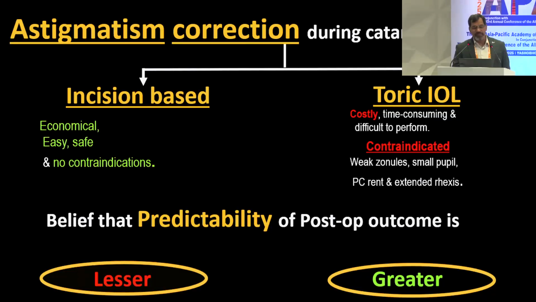There are 2 methods: one is incision based and the second is toric IOL. Toric IOLs are costly, and they are contraindicated in some cases. Incision based are economical, easy, safe. But the main problem is that predictability of the post-op outcome is lesser in incision based astigmatism correction.